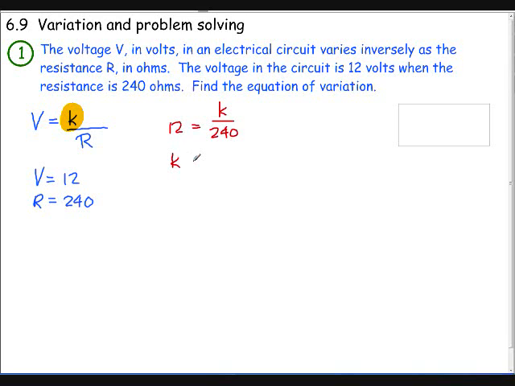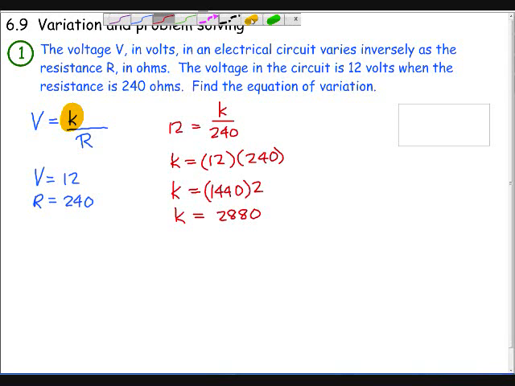Our K will be 12 times 240. Oh my goodness, what is 12 times 240? Let me think about this a minute. 12 times 120 would be this, and I'd still have 2 to worry about, so my K must be that. Ooh, big K. Right, so I found K. That's what my K is equal to.